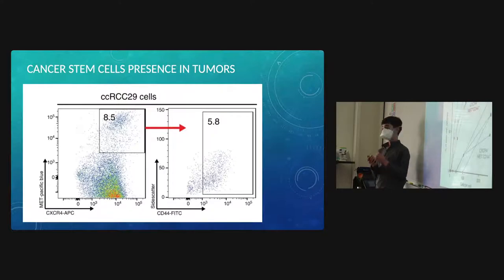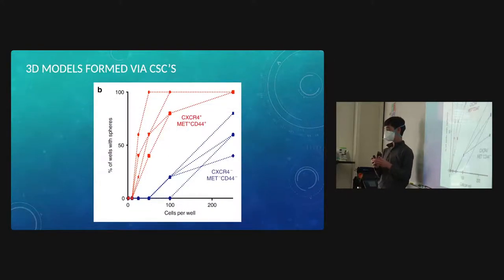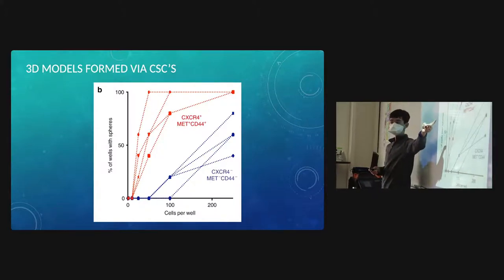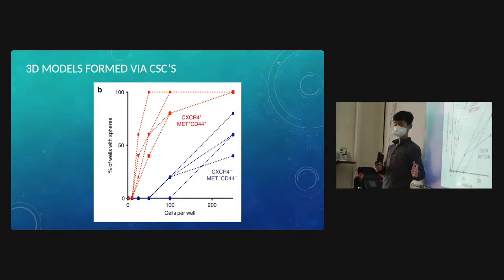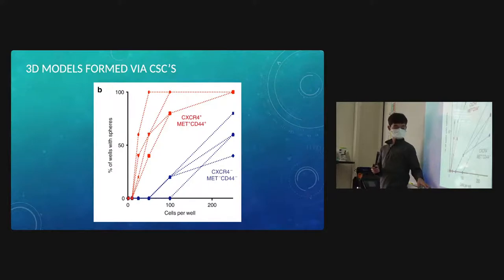Now, why is this relevant? Why do these cancer stem cells matter in terms of modeling cancer? This graph provides insights into that. So here we have CXCR4, MET, and CD44. As I mentioned earlier, these are all indicators of a high concentration of cancer stem cells. And so the cell cultures that are shown in the red lines are indicator positive. That means they do have a high concentration of cancer stem cells, while the cell growths in the blue lines are negative for these indicators, that means they don't have nearly as many of these deadly cancer stem cells.